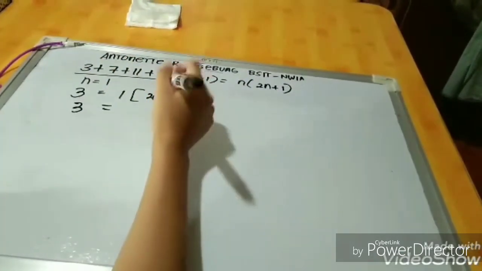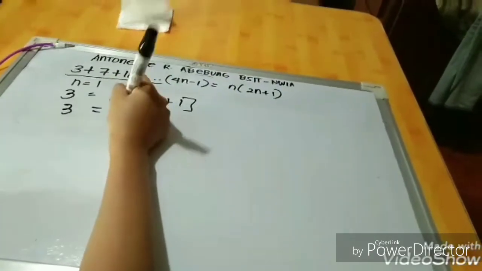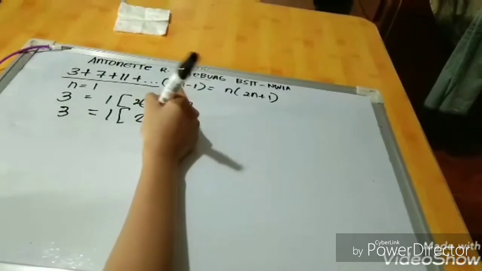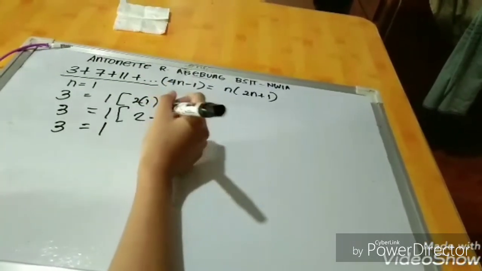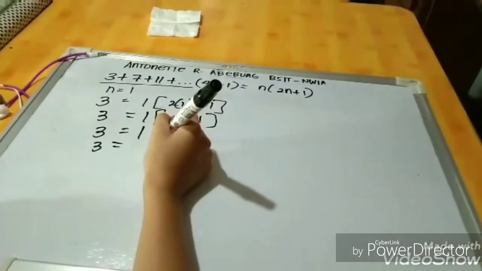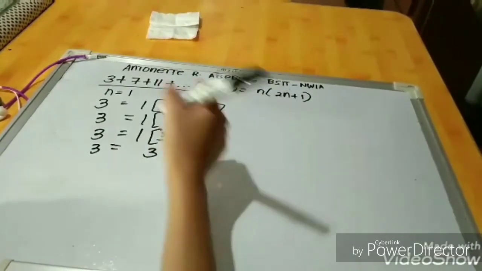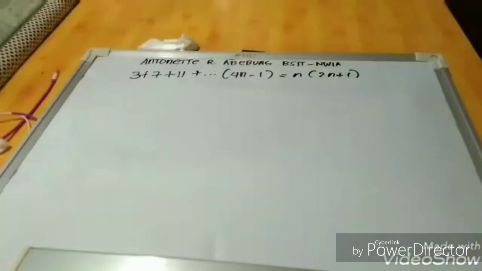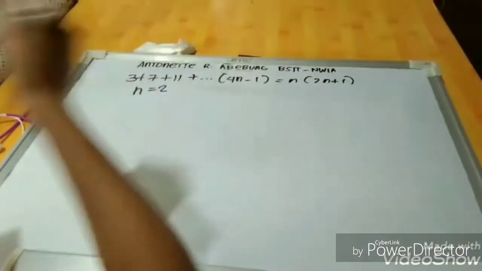1 times 2 times 1 plus 1. 2 times 1 is 2. Then 2 plus 1 is 3. Then 3 times 1 is also 3. So, n equals 1 is true. Now, how about n equals 2?